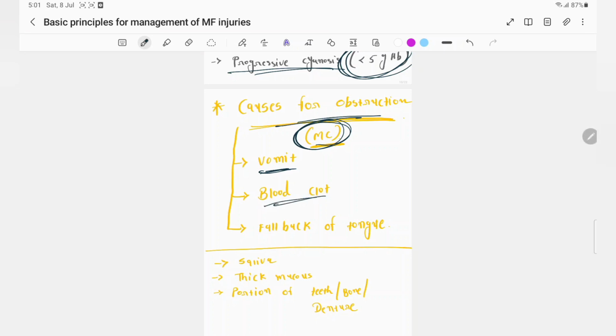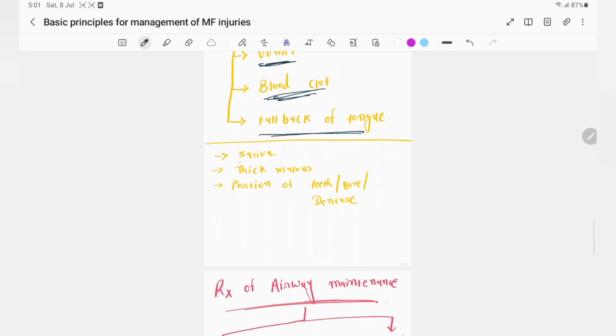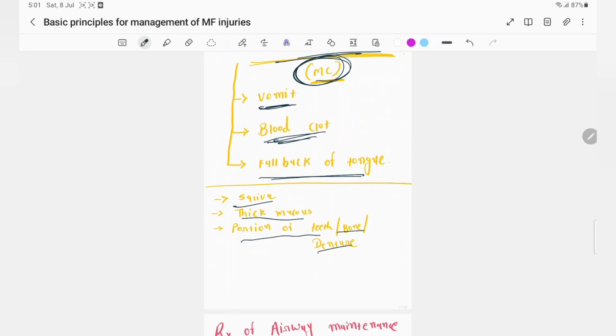Then second is blood clot. Whenever injury occurs, bleeding starts and now this bleeding has stopped, meaning a clot has formed there. So this blood clot is going to block the trachea, right? Then fallback of tongue because of any middle third facial fractures, where multiple bone fracture has occurred. So at that time some pressure is on the tongue, so the tongue will fall back and block the trachea. Other than this, saliva can be a reason, thick mucus can be a reason, or portion of teeth or bone or denture. Okay, these are the reasons for obstruction.